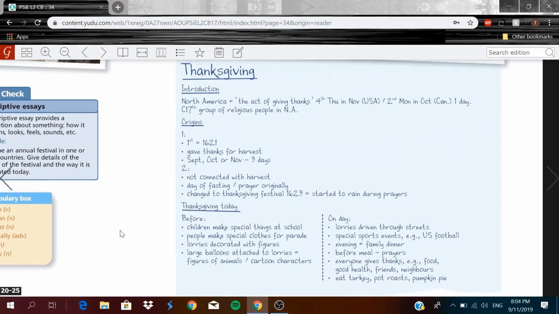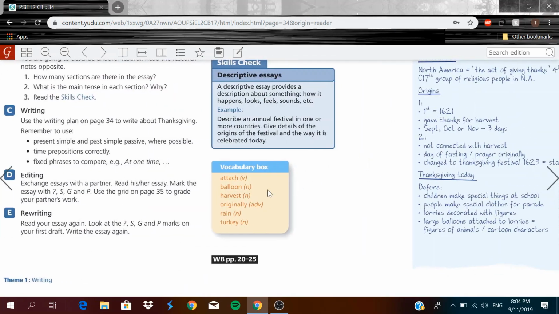So I think that's about it, guys. Let's just go through the vocab box, and then I'll see you in the next one. So we have attach, balloon, harvest, originally, rain, turkey.